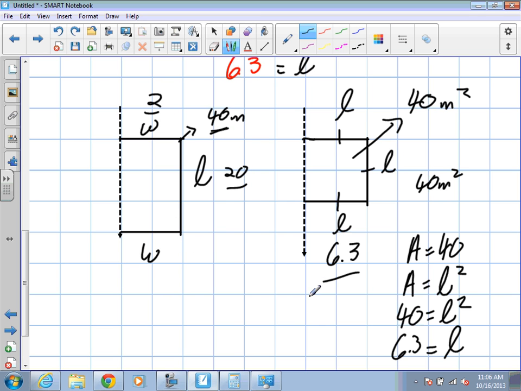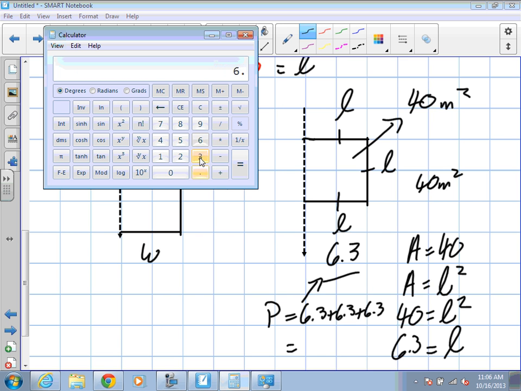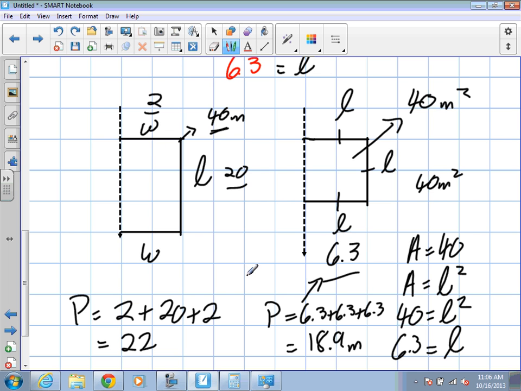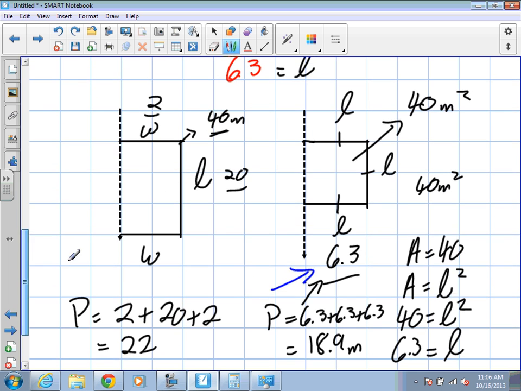The perimeter in this case is technically 6.3 plus 6.3 plus 6.3. So that's 6.3 times 3. The perimeter is 18.9. Pretty good. In this case, our perimeter is what? 2 plus 20 plus 2 again. So 22. Which was more efficient with the fencing? The first one, the 6.3, okay. But we can... What's that? Oh, sorry, you're right. It is 24. Thank you.